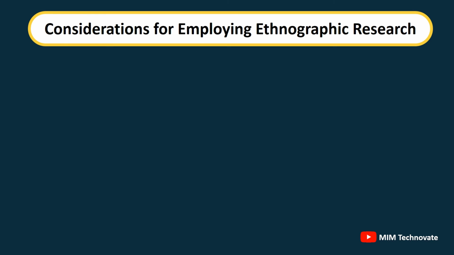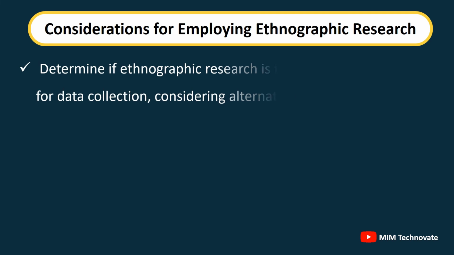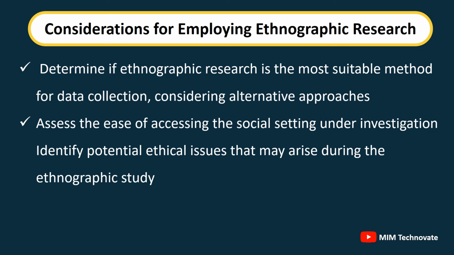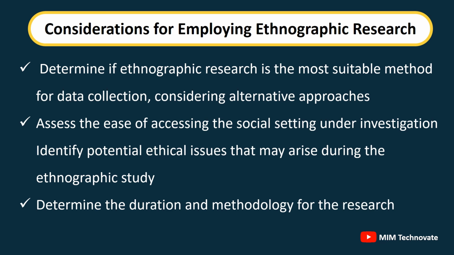Considerations for employing ethnographic research. Determine if ethnographic research is the most suitable method for data collection, considering alternative approaches. Assess the ease of accessing the social setting under investigation. Identify potential ethical issues that may arise during the ethnographic study. Determine the duration and methodology for the research. By addressing these questions and considerations, you can determine the appropriateness of utilizing ethnographic research for your study.